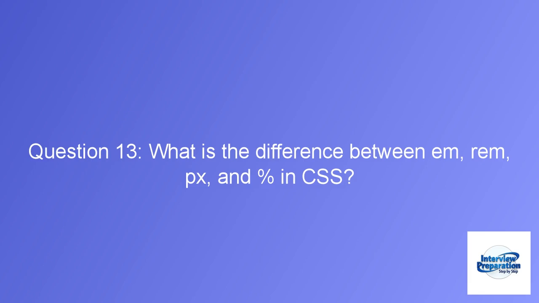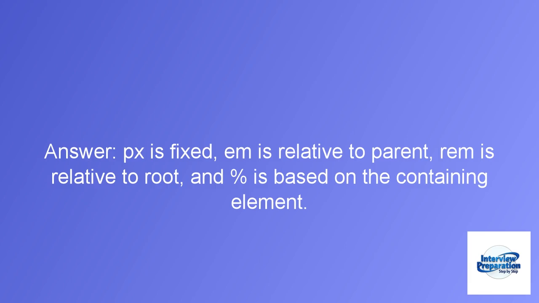Question 13. What is the difference between em, rem, px, and % in CSS? Answer. Px is fixed, em is relative to parent, rem is relative to root, and % is based on the containing element.